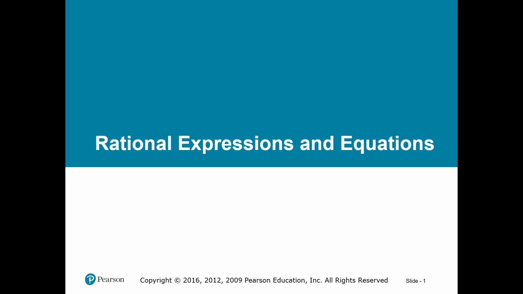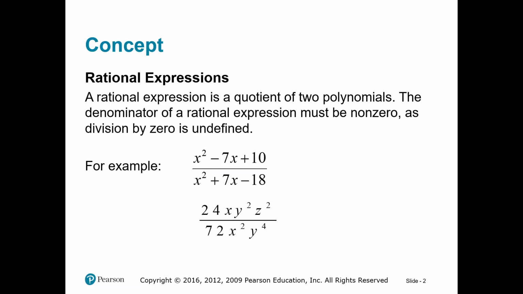This is chapter 7, Rational Expressions and Equations. What are they? They are a quotient of two polynomials. Quotient means we have fractions. And so you can see that these two are fractions.